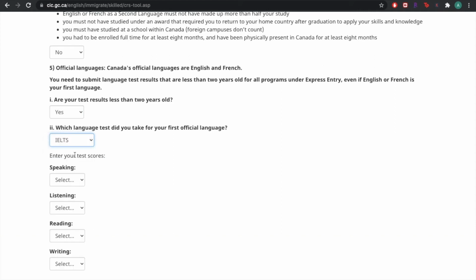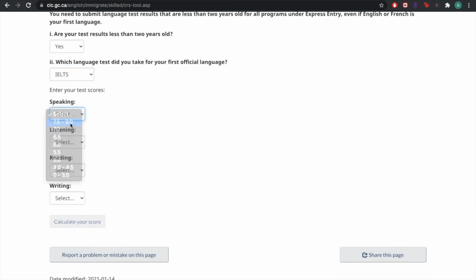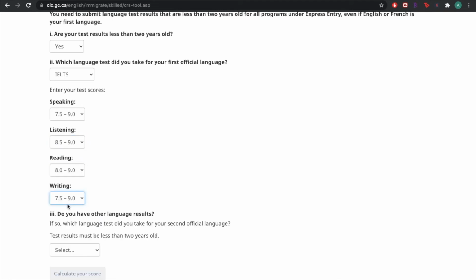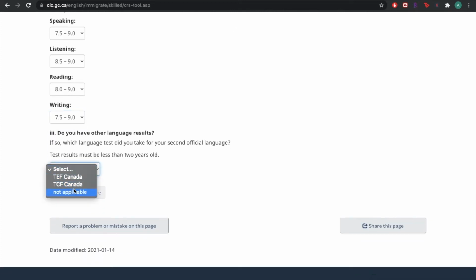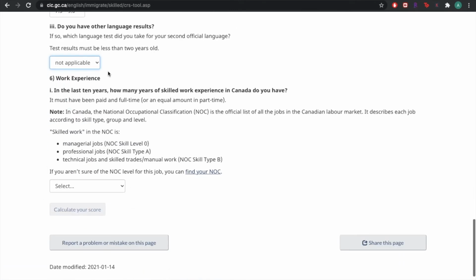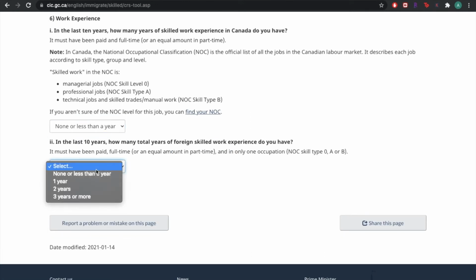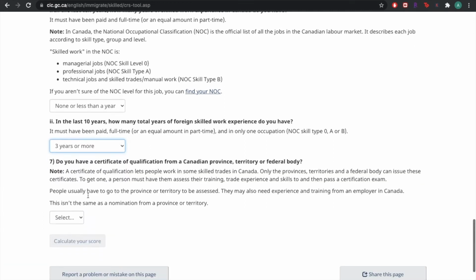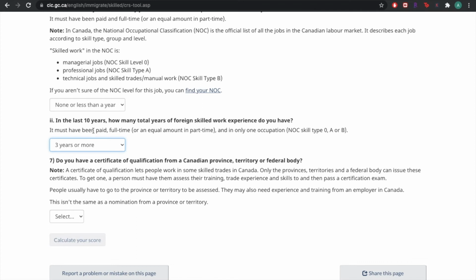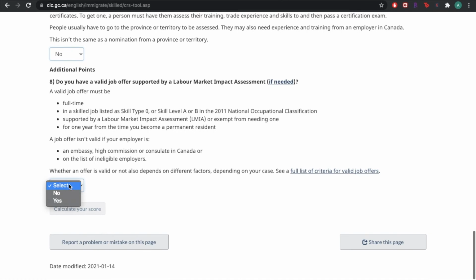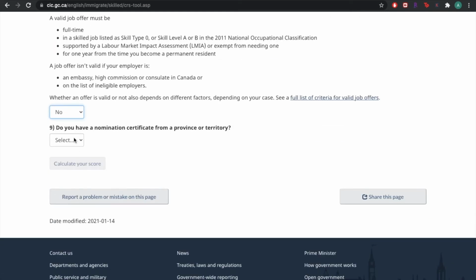They also wrote IELTS. Let's give them the max of all of the points because they are married, and I'm literally focused on how you can get a big point. No, they do not have any other language test. Work experience, they do not have any Canadian work experience. But in the last 10 years, since this person is 31, 32, they have 3 years or more work experience. So if you have 10 years, it still falls under 3 years or more. They don't have any certificate here. Also, no LMIA, no nomination.